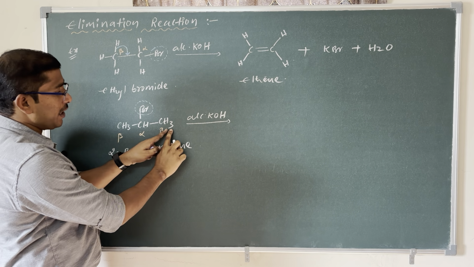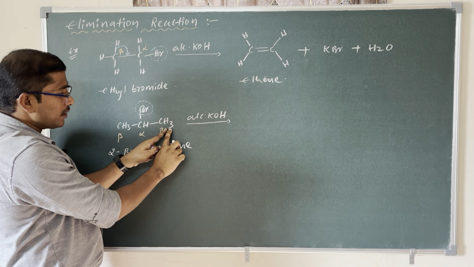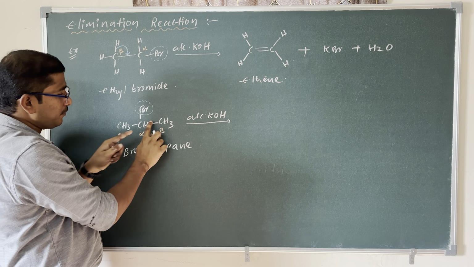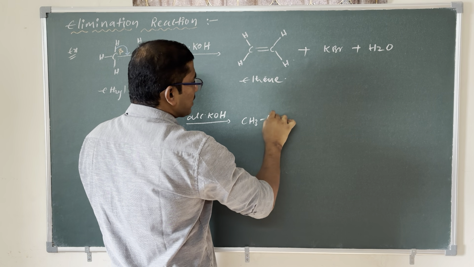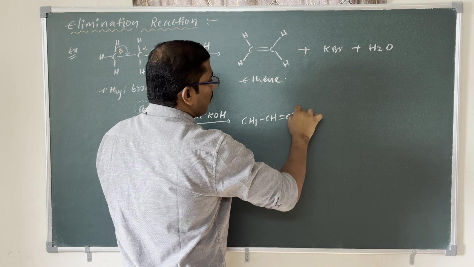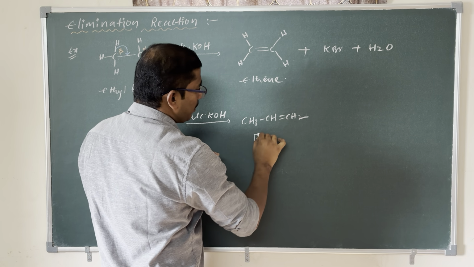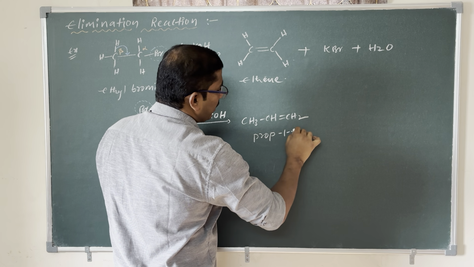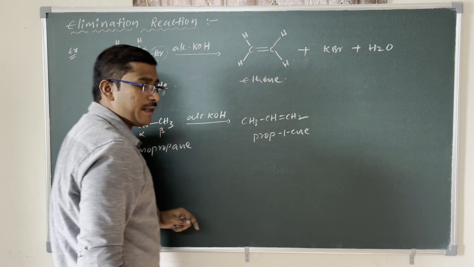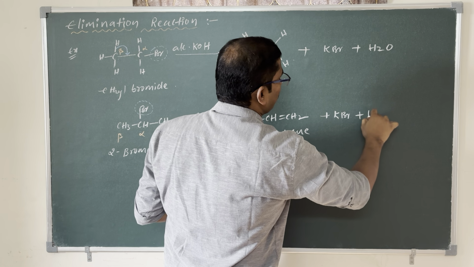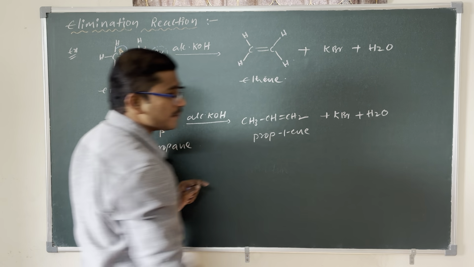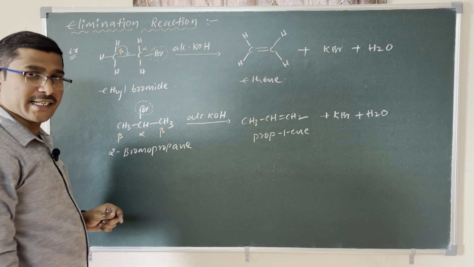Now for example, I will eliminate the hydrogen atom from this beta carbon atom. Here a double bond formation takes place. So what we are getting here is CH3, CH double bond CH2. The name of this compound is prop-1-ene. Of course, we simply call it propene. Plus what are the byproducts here? Potassium bromide plus water we are getting here. So this is the process that takes place here.